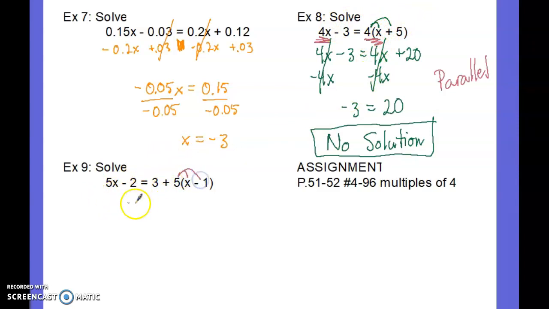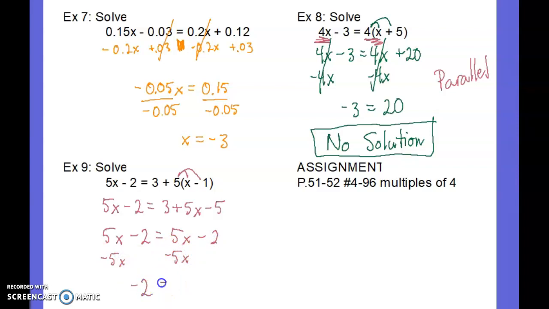Now we have another situation. Again, you need to simplify for this one. 5x minus 2 is equal to 3 plus 5x minus 5. And then as you combine those on the left side, 5x minus 2. And maybe this time, some of you might stop right there. But what you'll get is negative 2 is equal to negative 2. Well, we've gotten rid of all of our x's. And basically what it boils down to is we have a true statement. This means that there are infinitely many solutions.